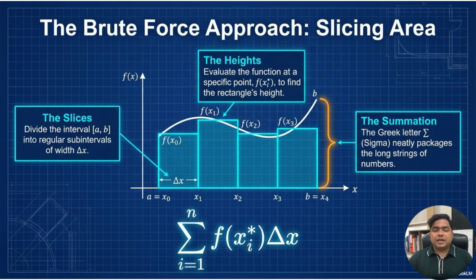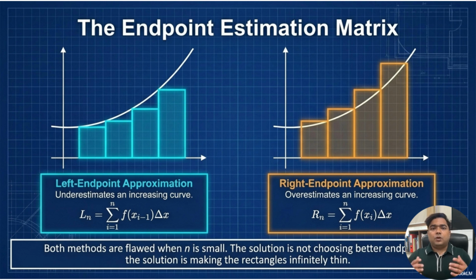Integration begins from this idea of slicing, estimating, and adding. This slide shows two common ways to estimate area using rectangles. On the left side, we see the left endpoint approximation. This means we choose the height of each rectangle using the function value at the left side of each subinterval. If the curve is increasing, then the left endpoint is usually lower than most of the curve over that interval. Because of this, the left endpoint method tends to underestimate the area.